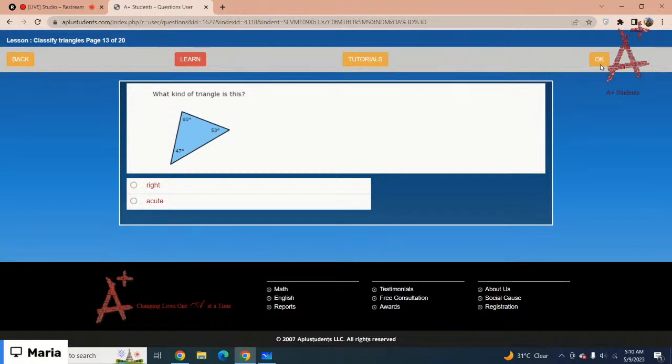Okay, what kind of triangle is this? Just look at all the angles: 47 degrees, 53 degrees, and 80 degrees. So all three angles are less than 90 degrees. When you have a triangle in which all three angles are less than 90 degrees, that means the triangle is an acute triangle.